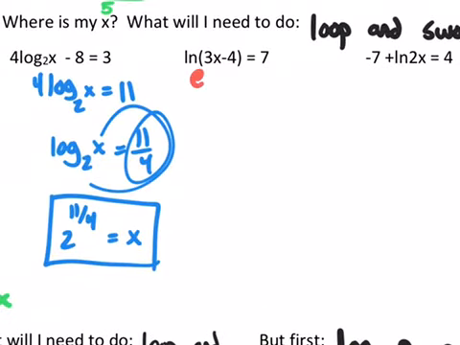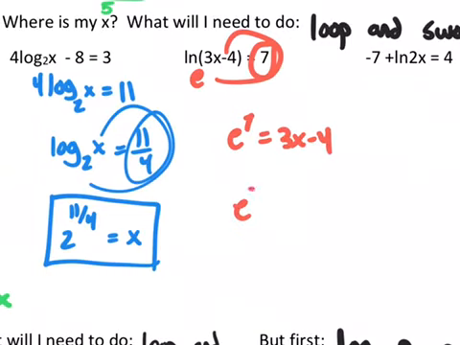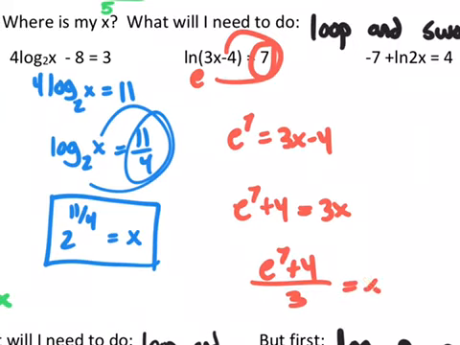This one, invisible base e. E to the 7th power is equal to 3x minus 4. I'd add the 4 to both sides. I'd divide both sides by the 3. And there's our answer.